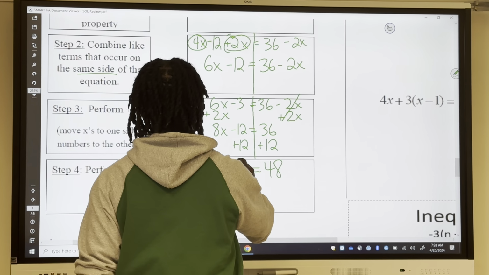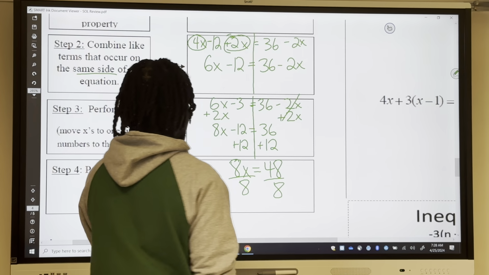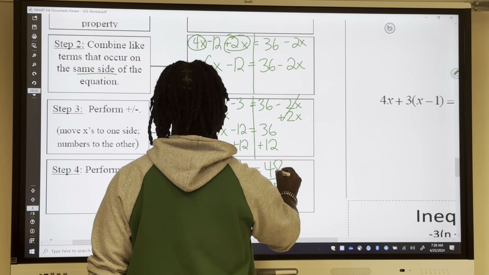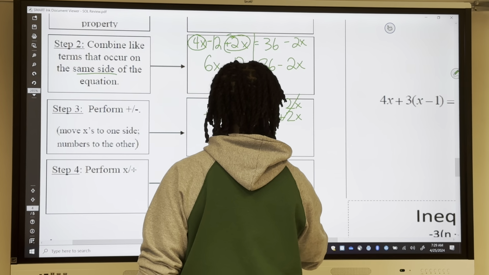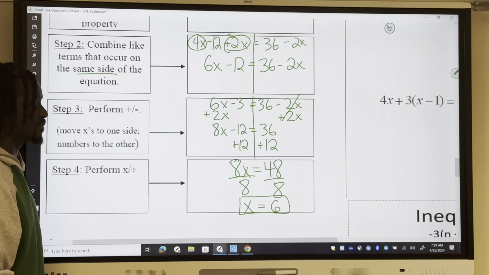So once I get here, I'm gonna divide this by 8 to get the x by itself, and then it is x equals 48 divided by 8. It is 6 is my answer. X equals 6 is my answer there.